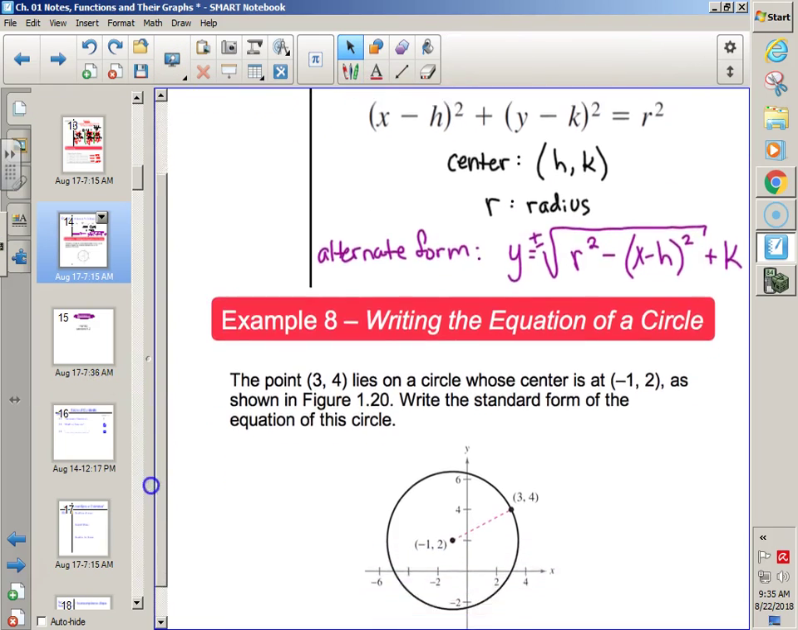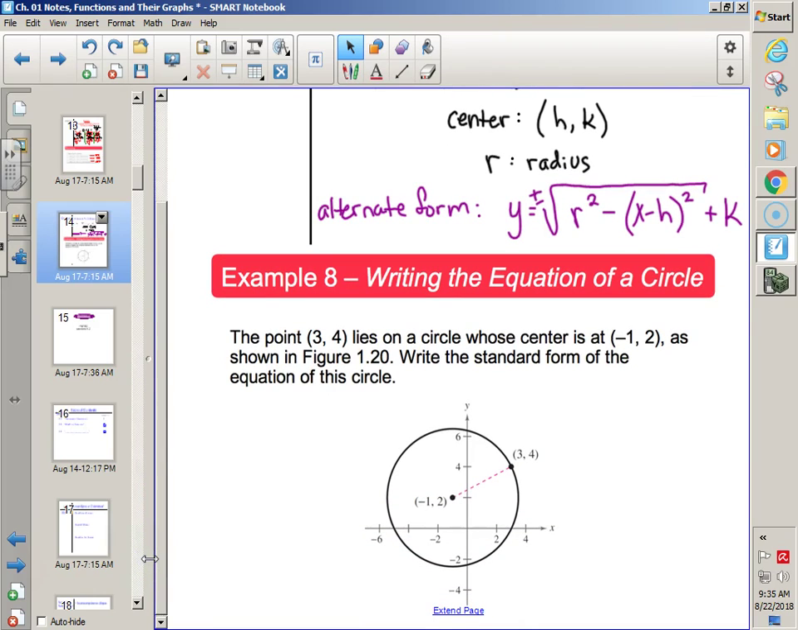Should be pretty easy, right? Plug in h, plug in k, plug in r, we're done. Then they give us something like this. The point 3,4 lies on a circle whose center is at negative 1, 2, as shown in the picture. Write the standard form of the equation of this circle. Maybe it's not too bad. But we have time. Ready, set. You guys strategize in your groups and get me an answer for it. Go.